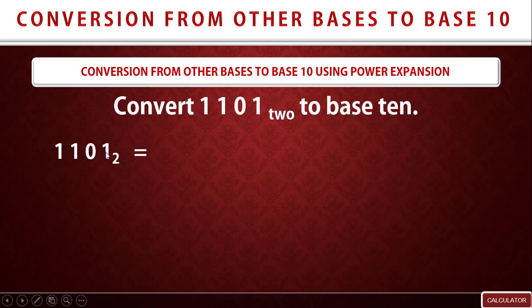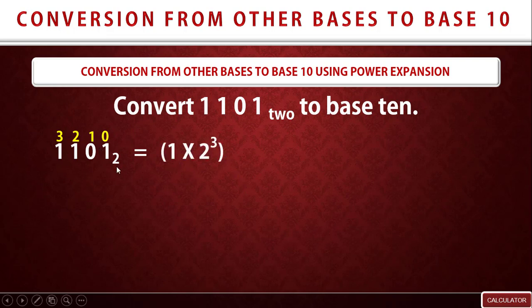The power on this 1 will be 0, and then the next one will be 1, next one will be 2, and next one will be 3. So we're moving from the right hand side to the left hand side. Take note of that. Okay, we start the expansion proper now. We'll take the first digit, we'll multiply by the base, and the base here is 2. 1 times 2, and then we'll raise that base to the power that's on top of the digits. So 1 times 2 raised to the power 3. That's what we have there.